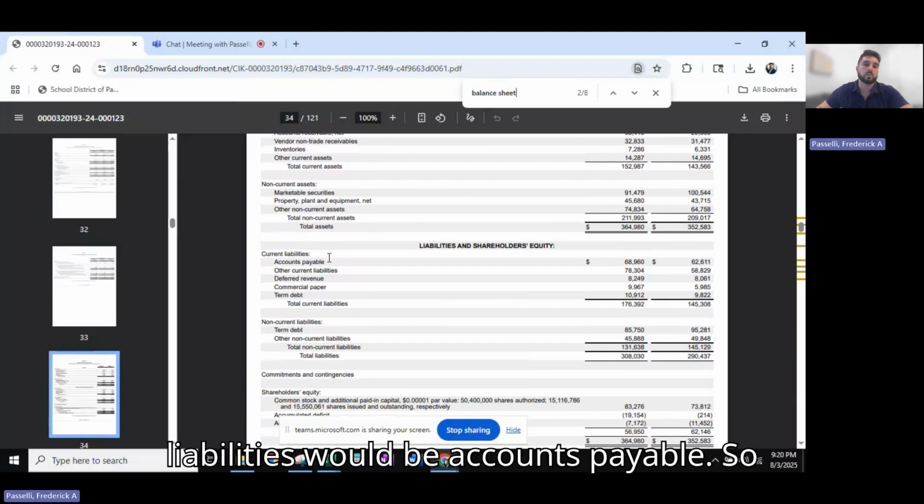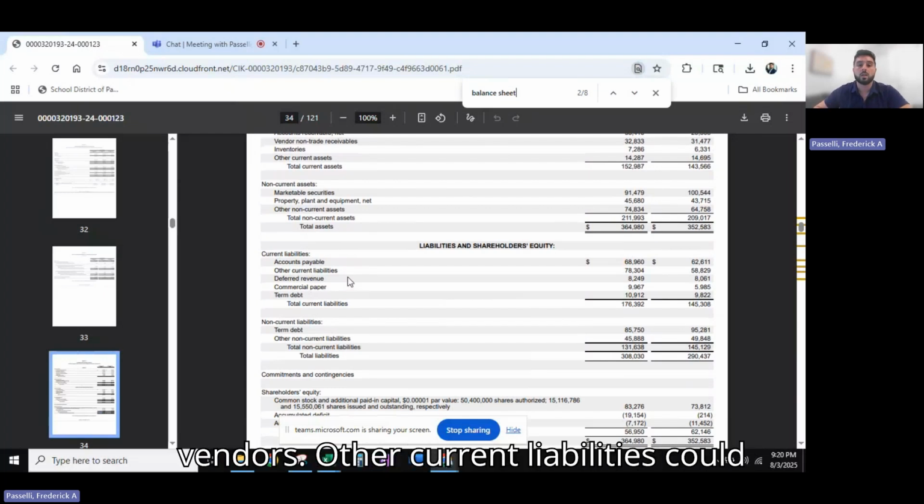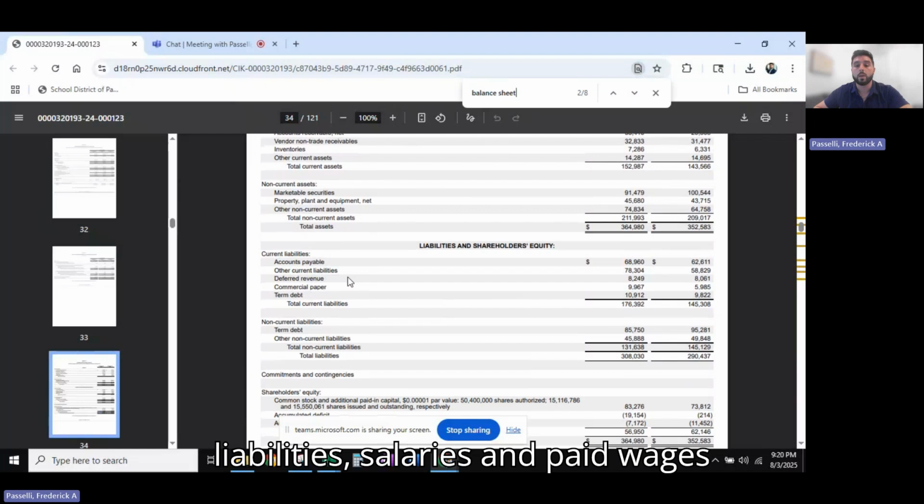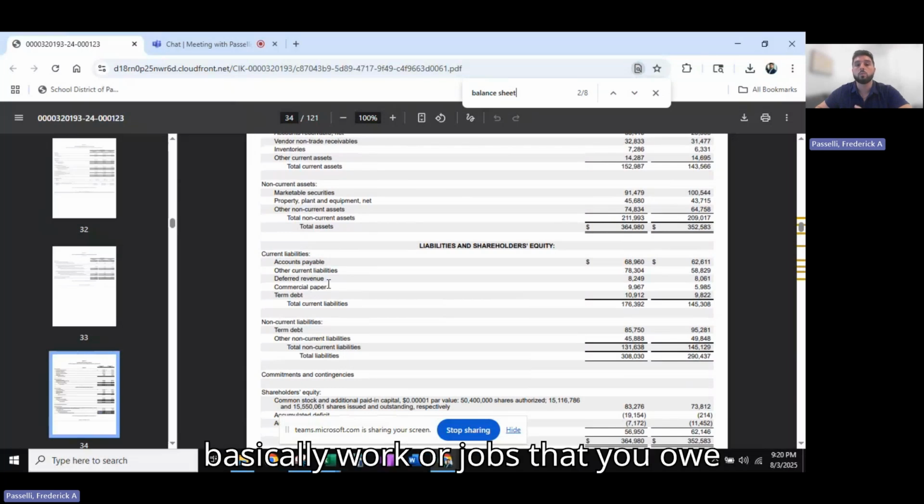Examples of current liabilities would be accounts payable. That's money you owe people, such as vendors. Other current liabilities could be multiple things. It could be accrued liabilities, salaries and wages payable, interest payable. A lot of things can go in there. Deferred revenue, that's unearned revenue. So that's basically work or jobs that you owe people. It's not an actual cash liability. It's more of a work liability.